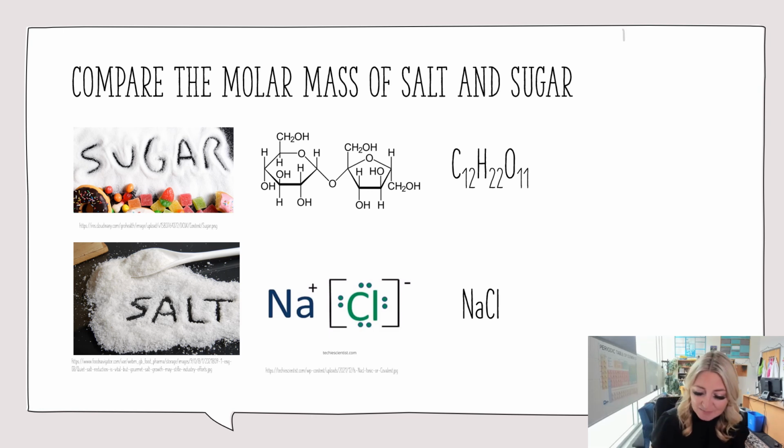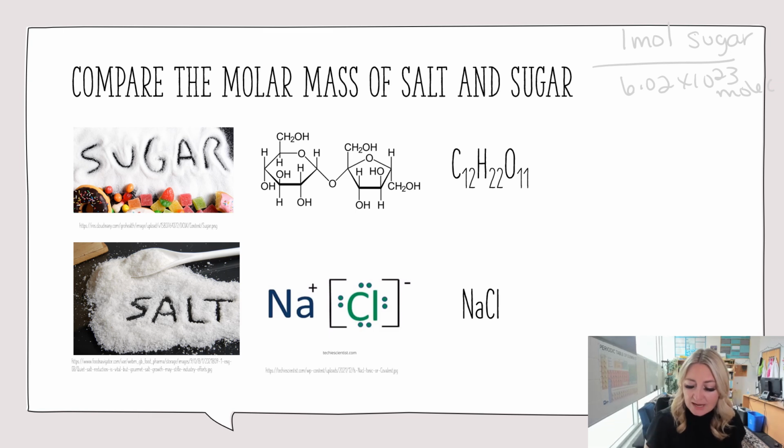What is the same though is that 1 mole of sugar is equivalent to 6.02 times 10 to the 23rd molecules of sugar. And 1 mole of sugar and 1 mole of sodium chloride are both equivalent to Avogadro's number, 6.02 times 10 to the 23rd molecules of this substance. So that's something that's kind of neat.